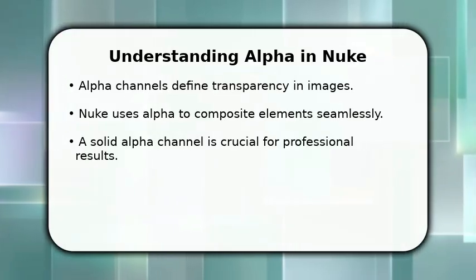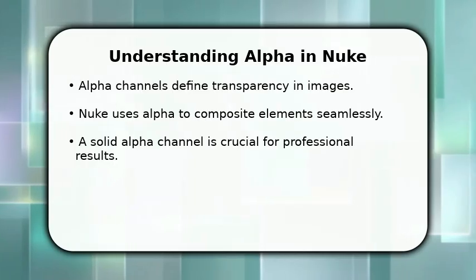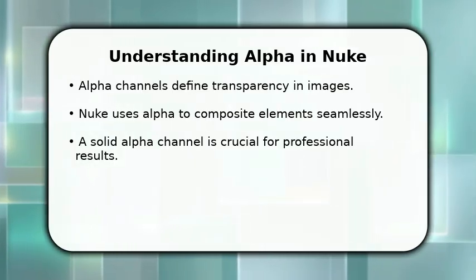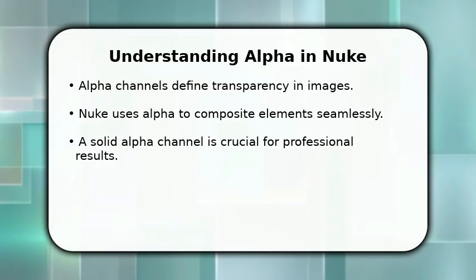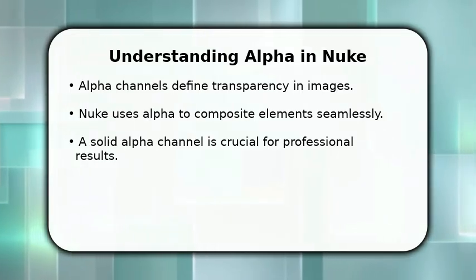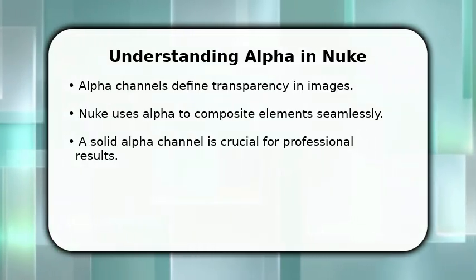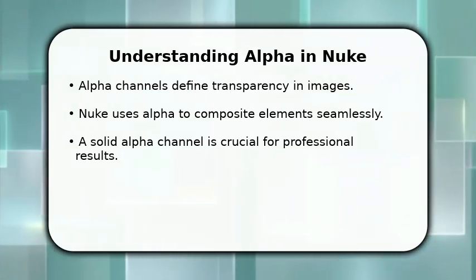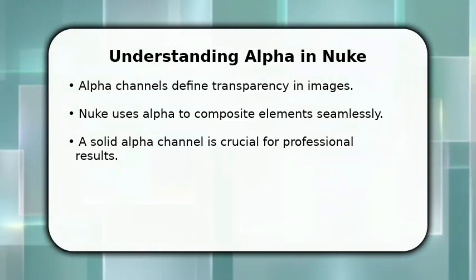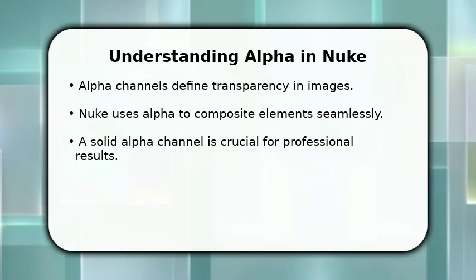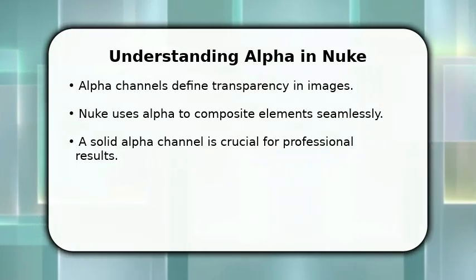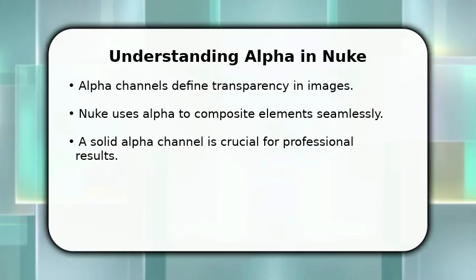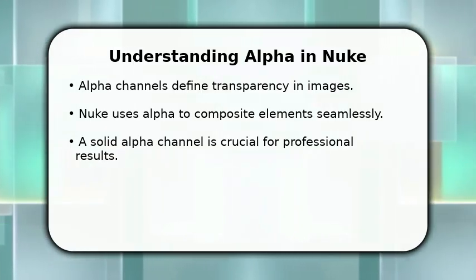In this video, I will explain how to get alpha in Nuke. First, understand that the alpha channel dictates an image's transparency, allowing for seamless integration into your composite. Nuke relies heavily on accurate alpha information to blend elements correctly. We'll cover how to ensure your footage has a proper alpha and how to manipulate it for various compositing needs. Getting this right is fundamental for any visual effects work.